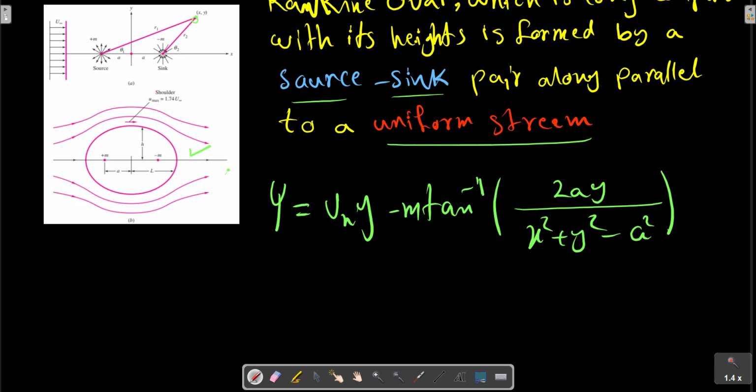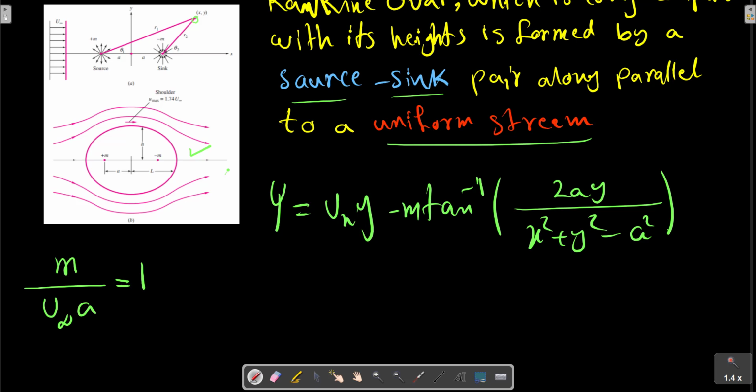When streamlines of constant psi are plotted, an oval body shape appears as shown in this picture also. The half length L and half height h of the oval depend on the relative strength of the source and the stream. That is the ratio of the sink and source strength to the uniform stream velocity. In this picture it is equal to 1.